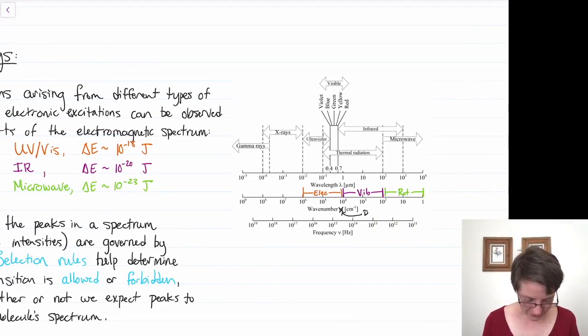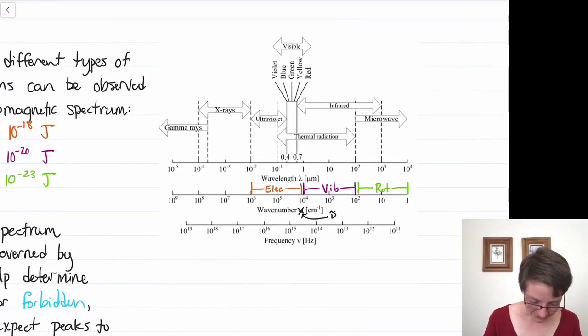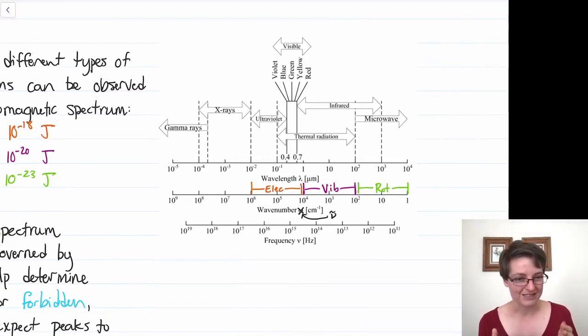Because there are so many different unit systems associated with spectroscopy, it's probably also helpful to point out where we expect to see different transitions and their corresponding wave numbers. So you'll notice that vibrational transitions occur between 100, maybe close up to a couple of thousand wave numbers. Electronic transitions have larger wave numbers, and rotational transitions are more on the order of 10 inverse centimeters.